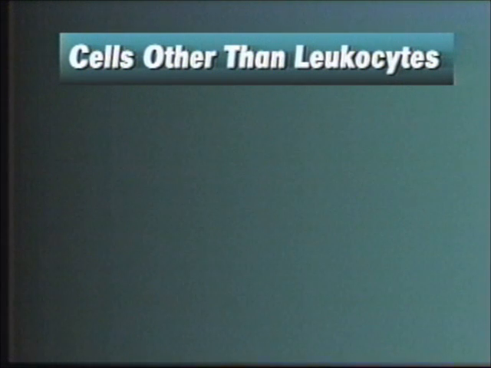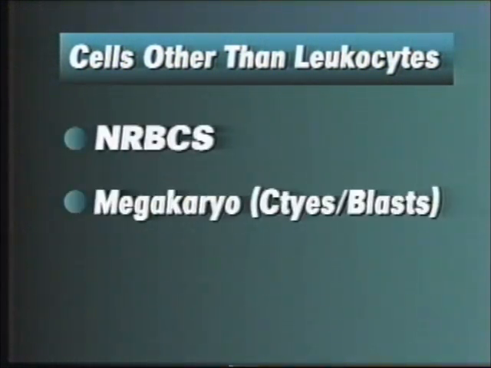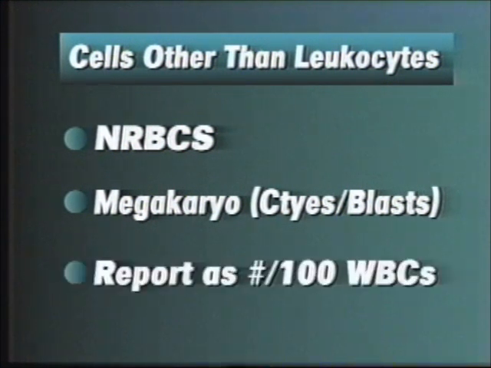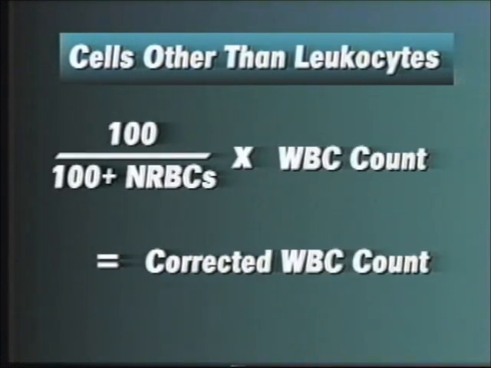Cells other than leukocytes include NRBCs and megakaryocytes or megakaryoblasts. These cells, when present, are reported as the number per 100 WBCs. If there are more than 5, then these cells can affect the white blood cell count. To correct the white blood cell count, the formula to use, along with an example, is in the documentation manual for you to refer to.